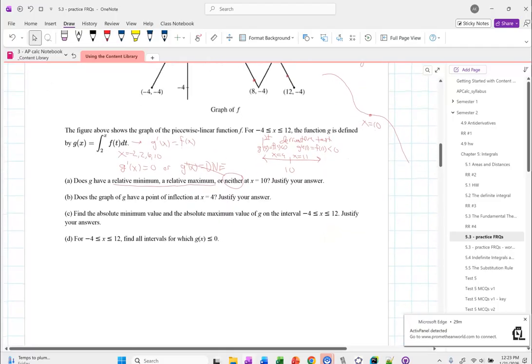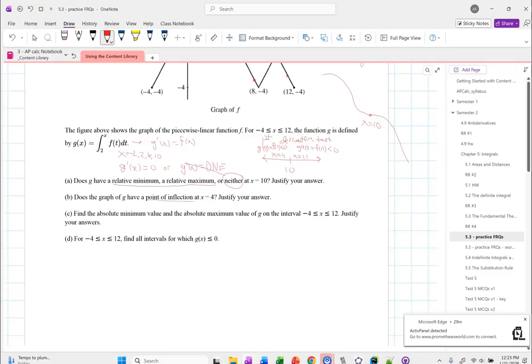Okay. Part B says, does the graph of G have an inflection point at x equals 4? What does an inflection point mean? The concavity changes. What does that mean in terms of derivatives? The second derivative is going to change from positive to negative. Okay? Does that mean the second derivative has to equal 0 in between? Could be undefined too, right?